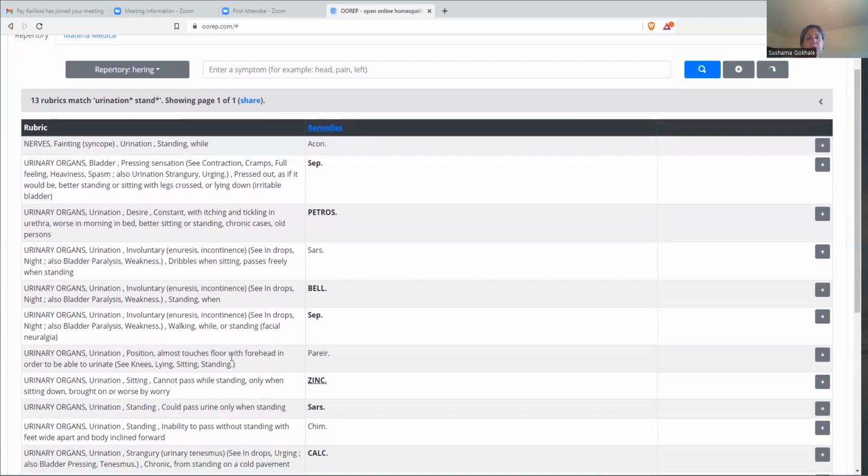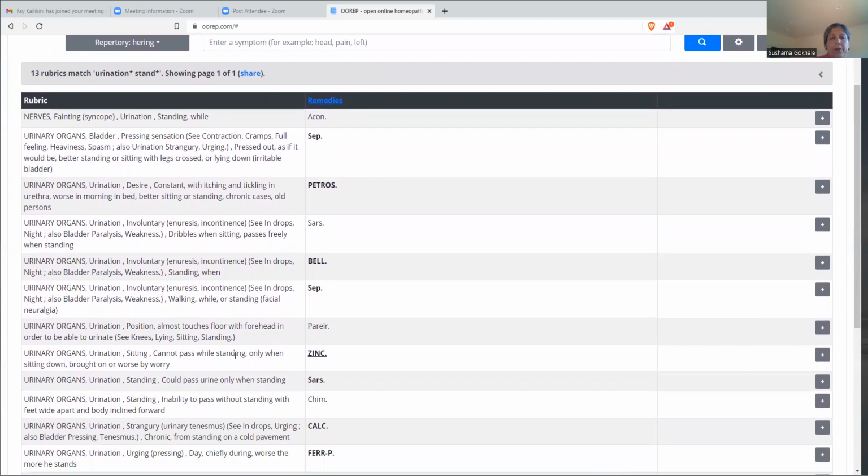Urination, position: almost touches floor with forehead in order to be able to urinate. Oh, wow. It is such a specific remedy. And that's Pareira.